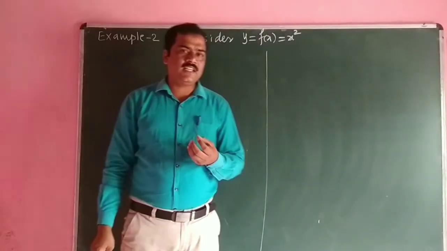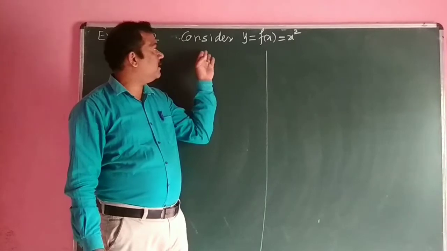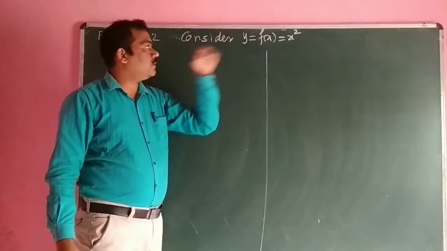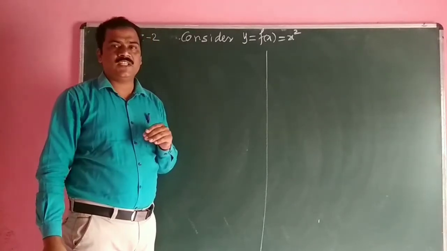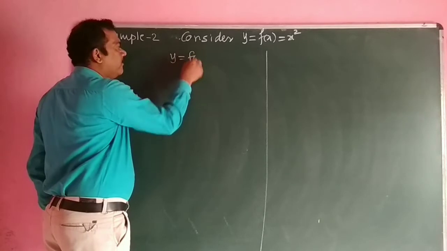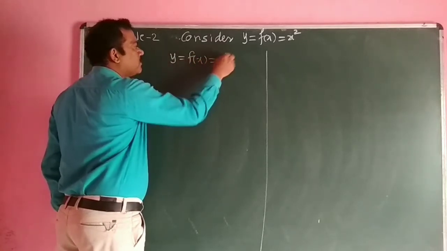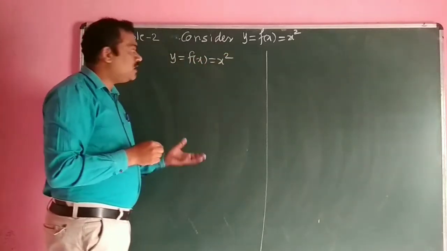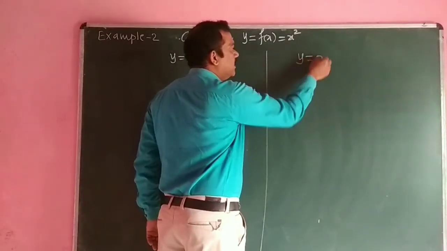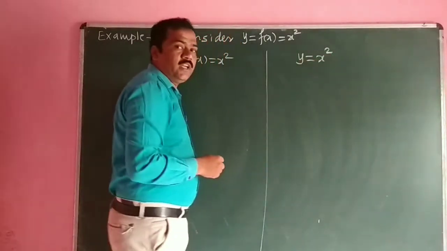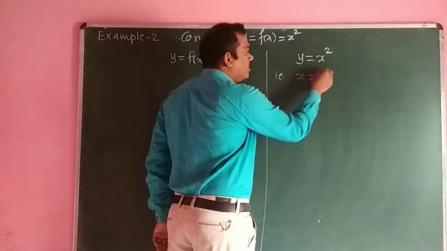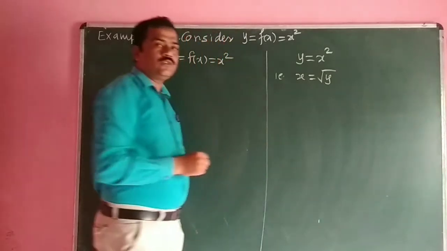Before discussing the theorem, we have to discuss one more example. Consider y = f(x) = x square, the original function. Now we consider the inverse function. That means y = x square, so x = square root of y.